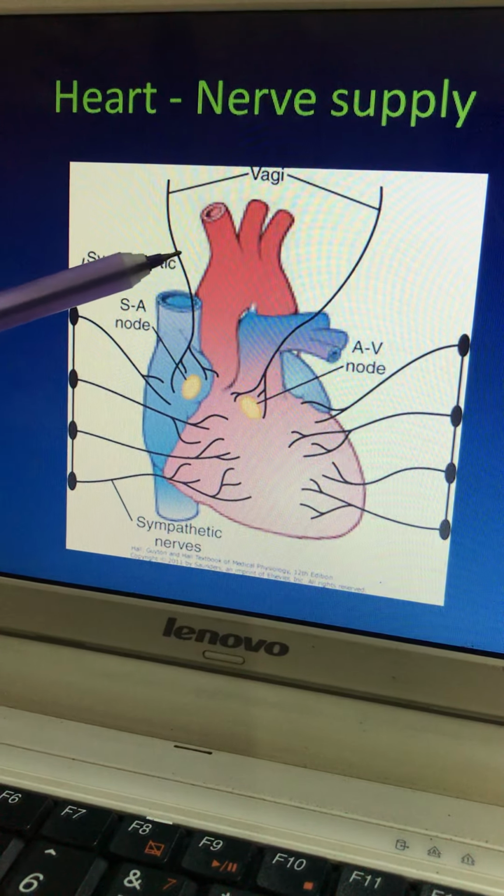Now, heart rate in human beings in different age groups. At birth, it is about 130 to 140 beats per minute. Up to 12 years, it is about 100 beats per minute. In adults, 60 to 90 beats per minute. In old age, up to 100 beats per minute.